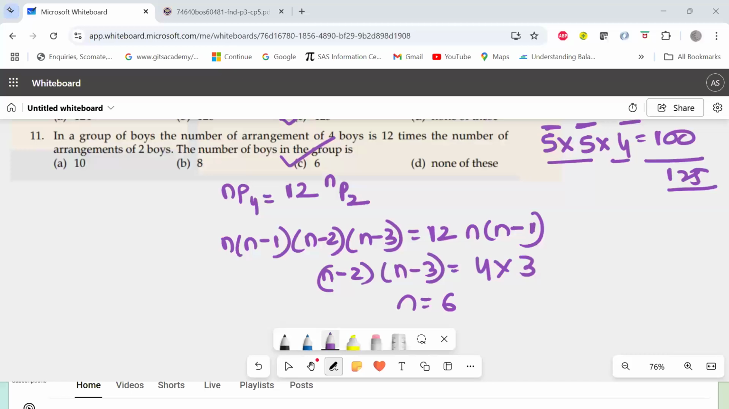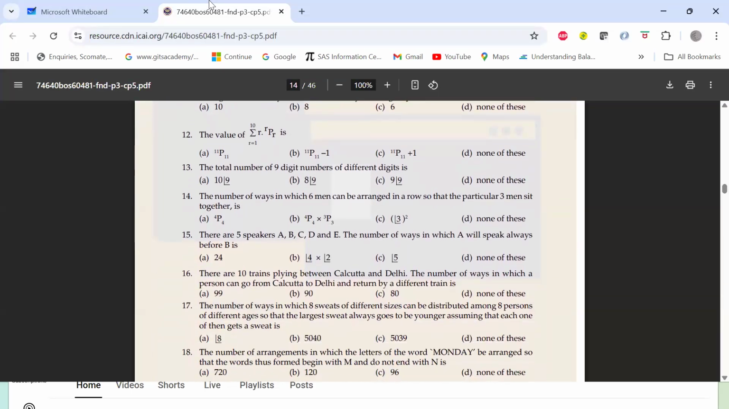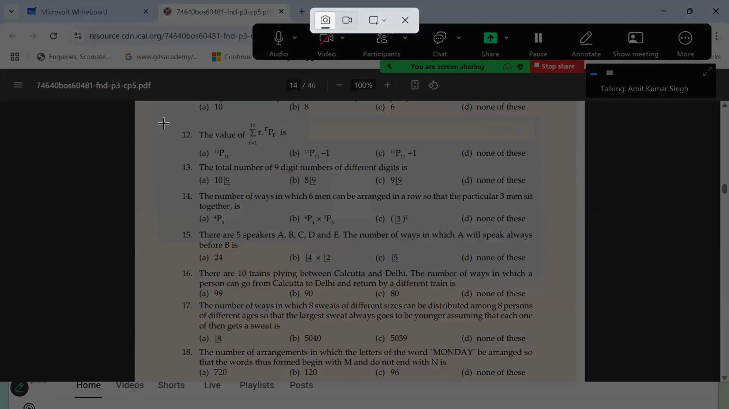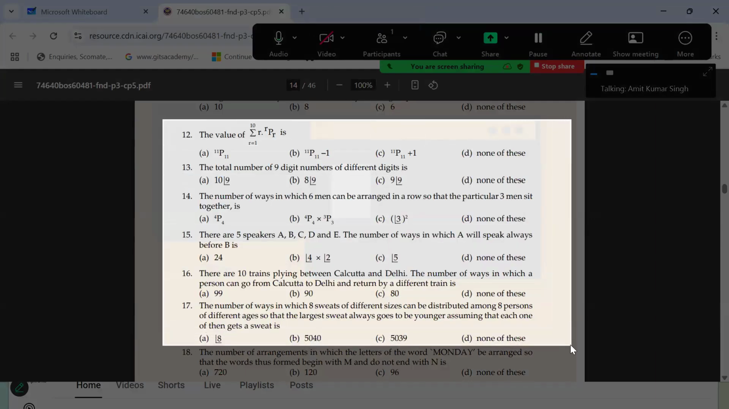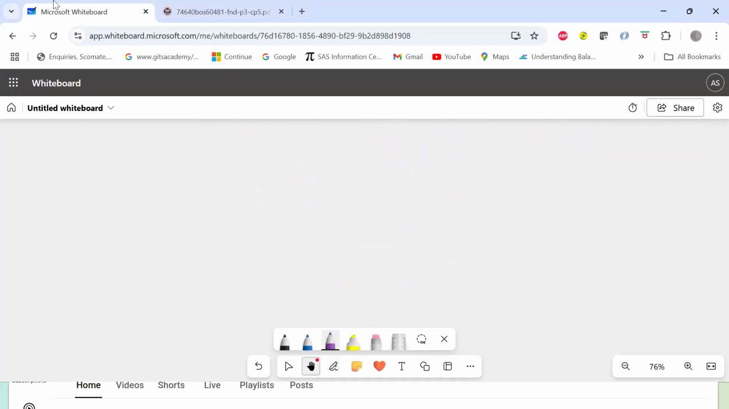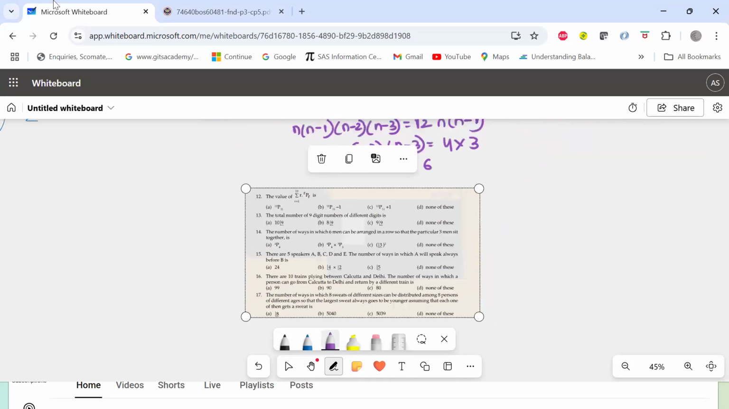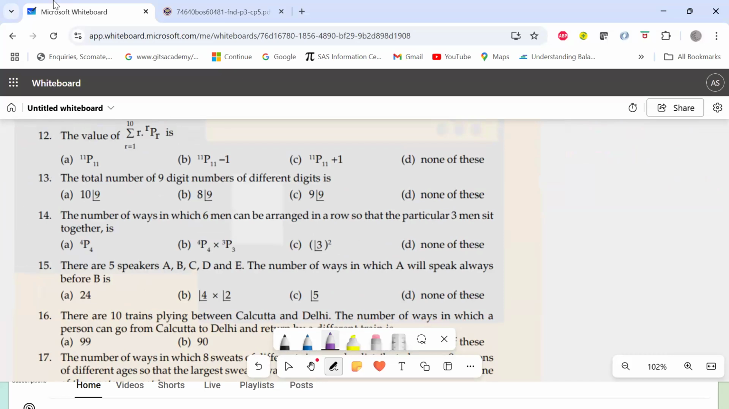Okay, going further, if we see the questions from 12 to 17, remember what they're asking us. Question number 12: R is going from 1 to 10.